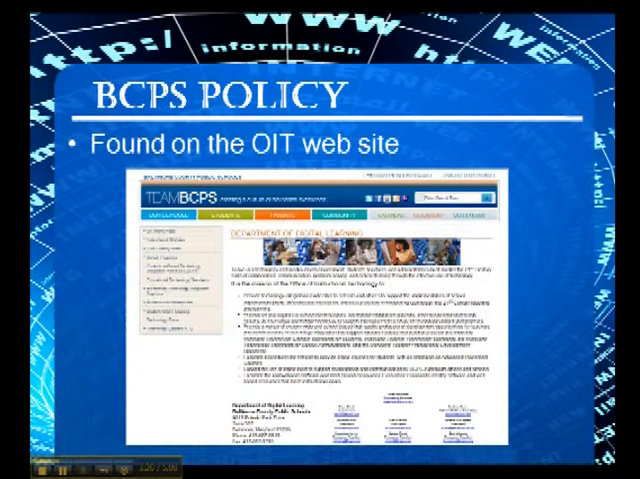The BCPS AUPs for both teachers and students can be found on the Office of Instructional Technology's website. Both policies discuss the purpose for telecommunications within the BCPS network, information available via the BCPS network, telecommunications safety, and the terms and conditions of use. Both documents recognize that telecommunications can and will be used to enhance student learning, but provide guidelines to ensure everyone's safety while navigating the internet.